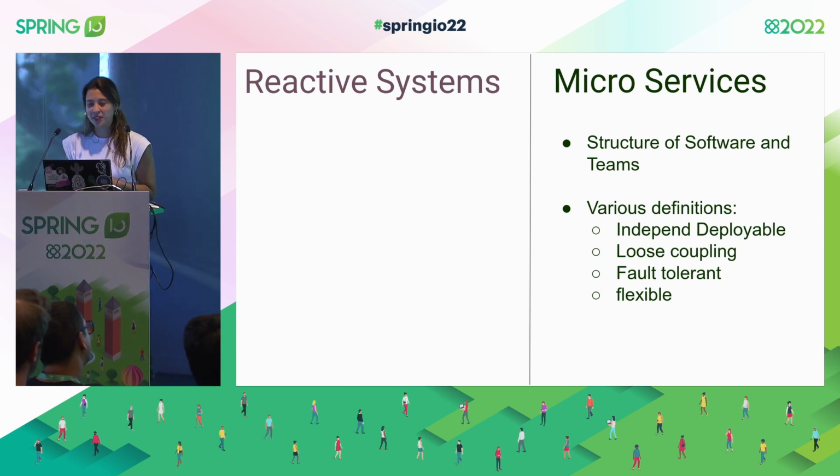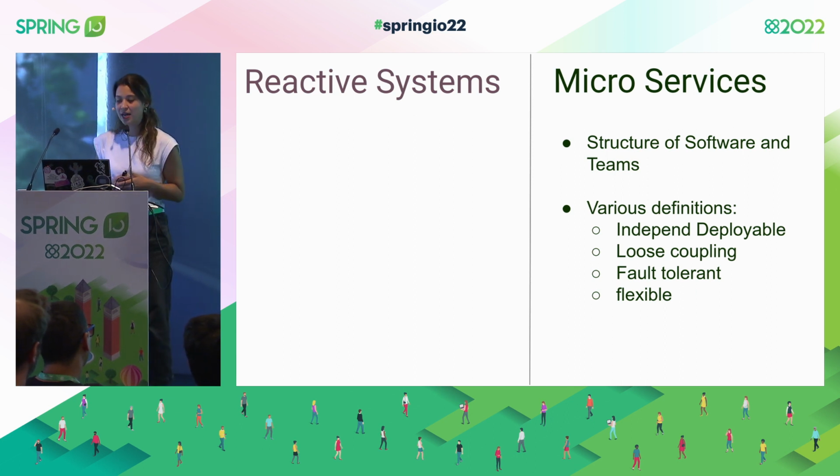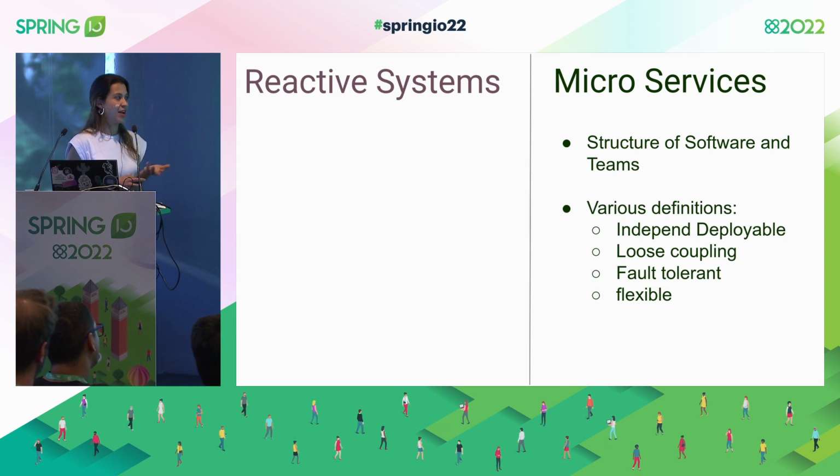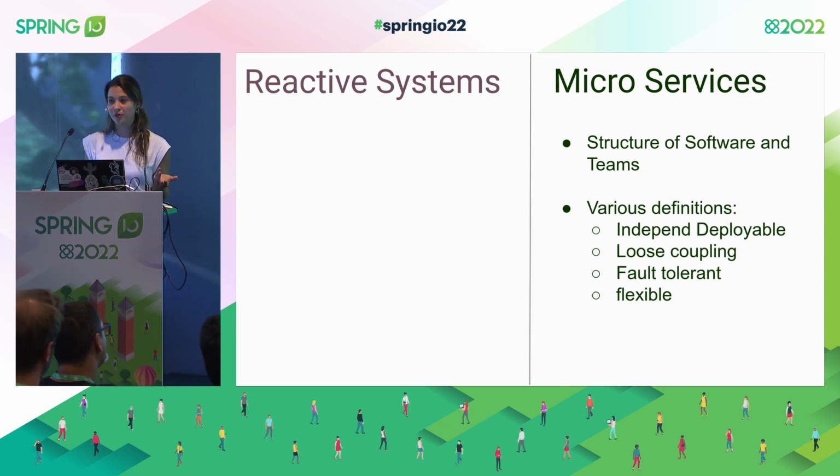It's not really about the size of the service, but what really is important is that those services are independently deployable, that we have loose coupling, and that we are fault tolerant. And those architecture characteristics were defined, of course, because we are facing new requirements when it comes to software. So we have a higher demand nowadays.